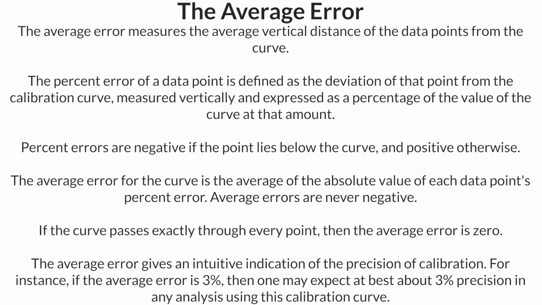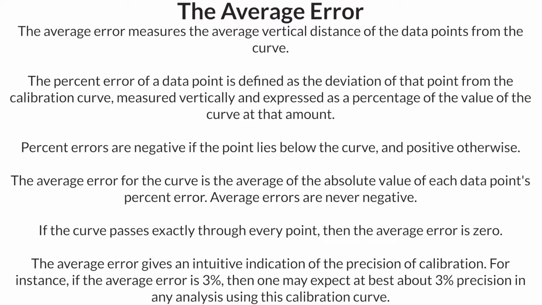The average error. The average error measures the average vertical distance of the data points from the curve. The percent error of a data point is defined as the deviation of that point from the calibration curve, measured vertically and expressed as a percentage of the value of the curve at that amount. Percent errors are negative if the point lies below the curve, and positive otherwise. The average error for the curve is the average of the absolute value of each data point's percent error. Average errors are never negative. If the curve passes exactly through every point, then the average error is 0.